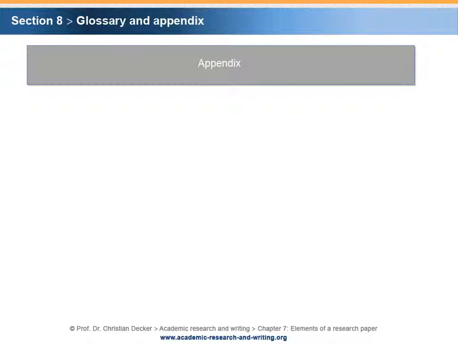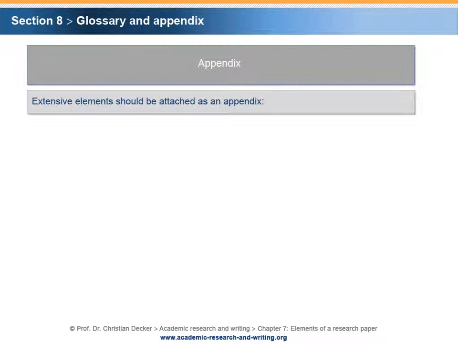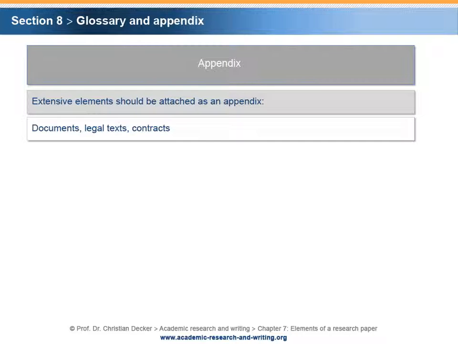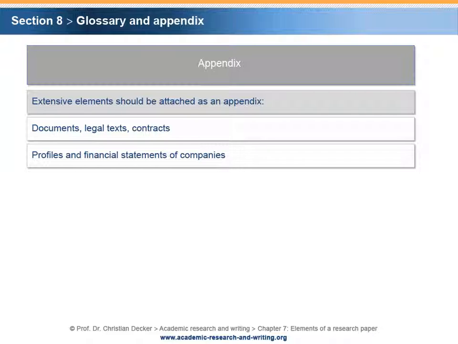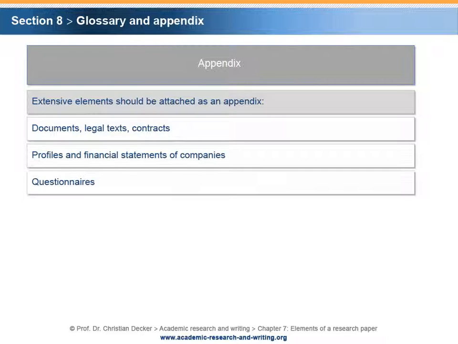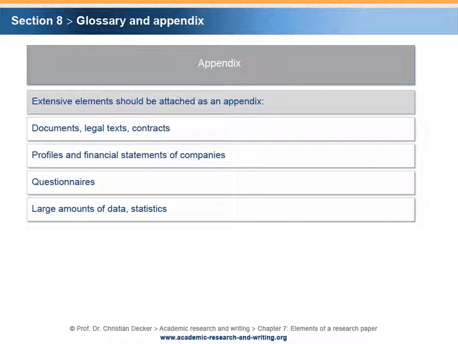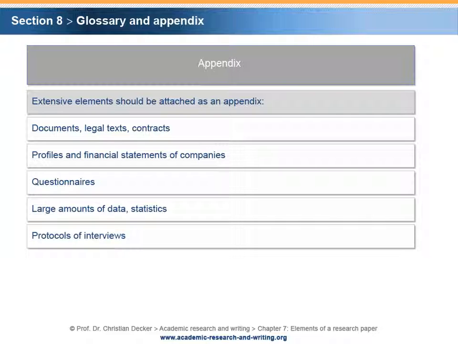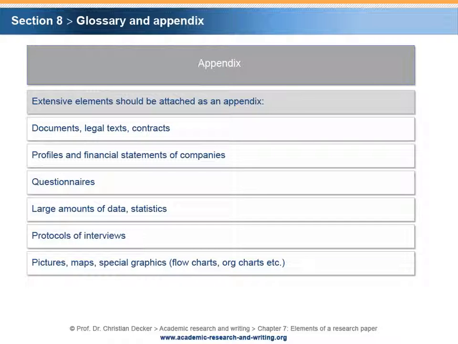The following documents should rather be included in an appendix instead of the core text: documents, text of a law, contracts, profiles and financial statements of companies, questionnaires, large amounts of data, statistics, protocols of interviews, pictures, maps, tables, figures, special graphics like flowcharts, org charts, etc.